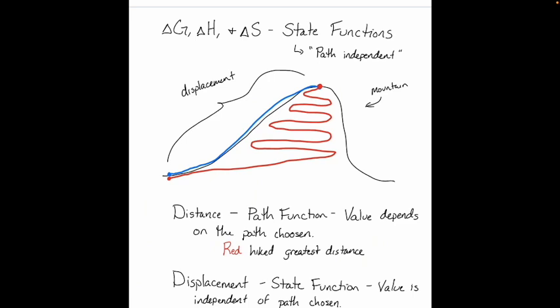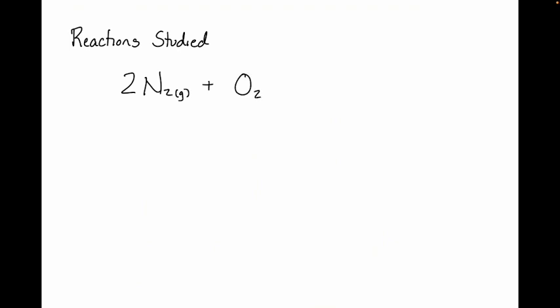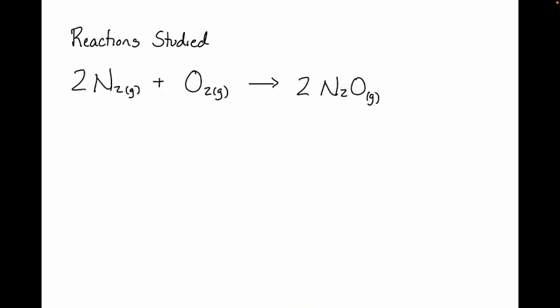And this is going to make these quantities very, very useful. So let's see why that is. Let's say that I'm in the lab and I'm studying reactions. I'm going to study two different reactions. I like working with nitrogen and oxygen. So in my first reaction, I'm going to combine nitrogen with oxygen gas. This will produce two dinitrogen monoxides.